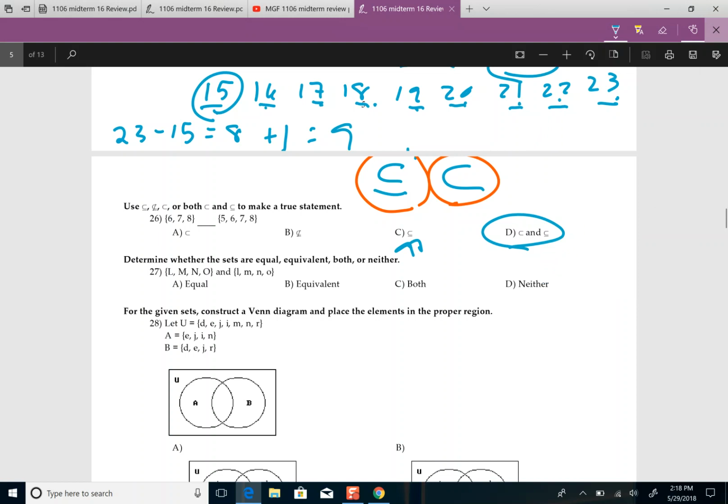Okay. Number 27 says determine if they're equal, equivalent, both, or neither. All right.